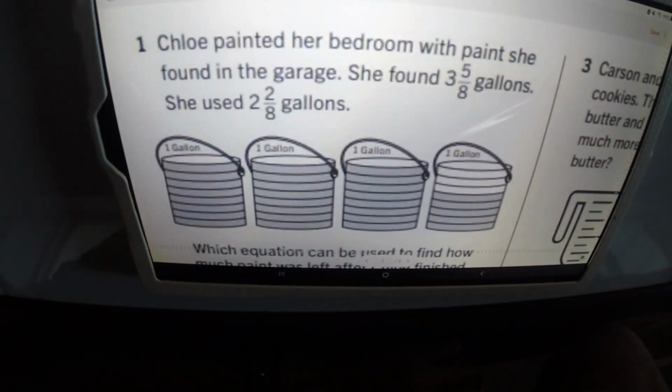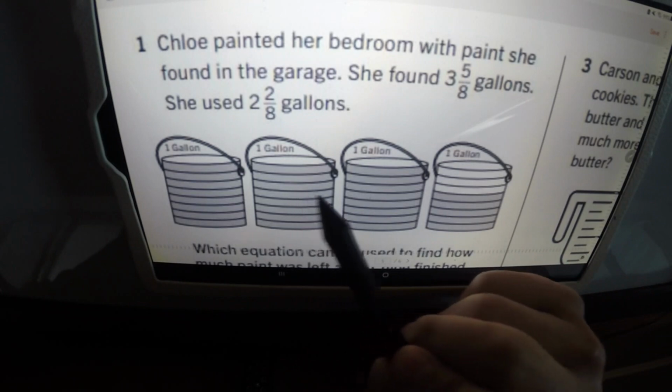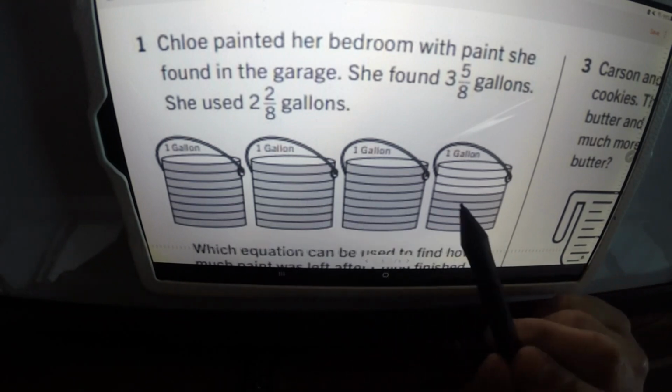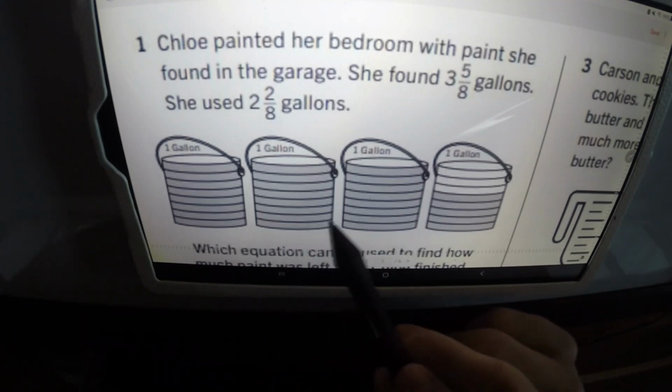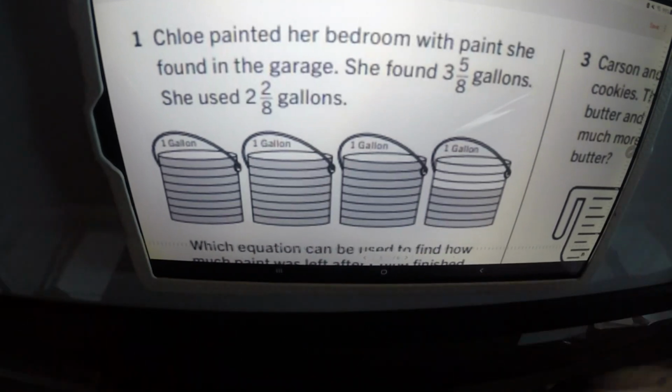Chloe painted her bedroom with paint she found in the garage. She found 3 5/8 gallons. So you can see this is 3 5/8: 1, 2, 3, and 1, 2, 3, 4, 5. So this is the total amount of gallons she found, 3 and 5/8. She used 2 2/8 gallons.